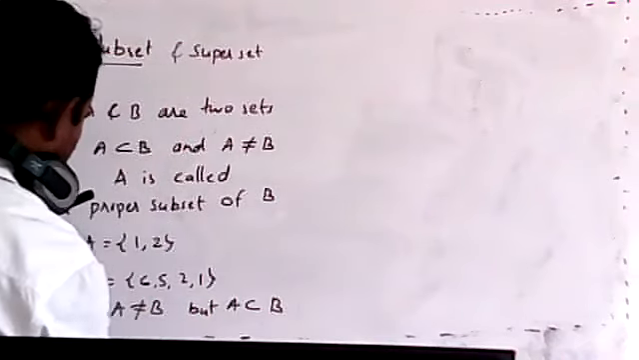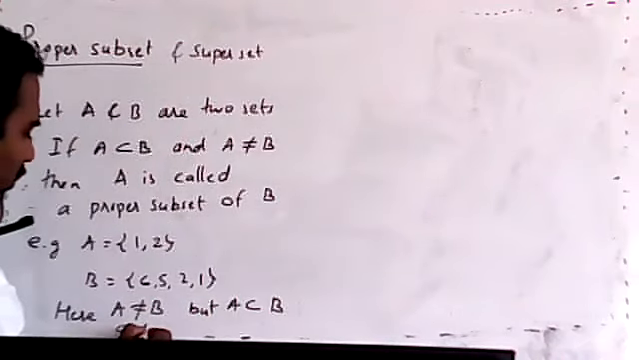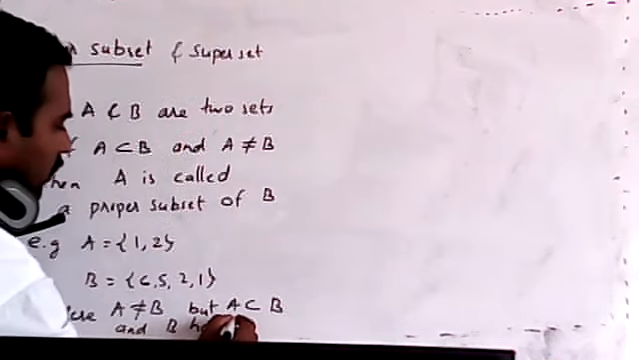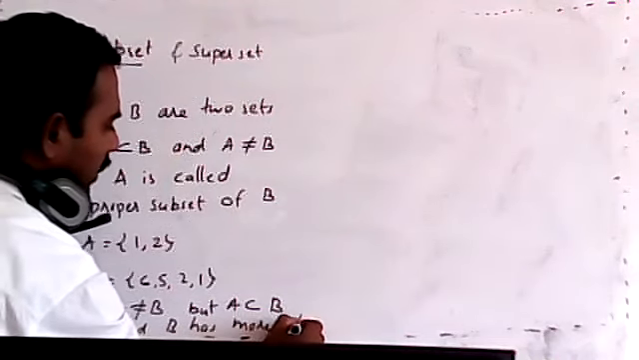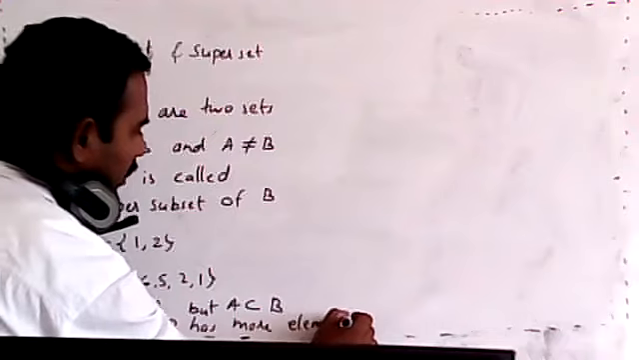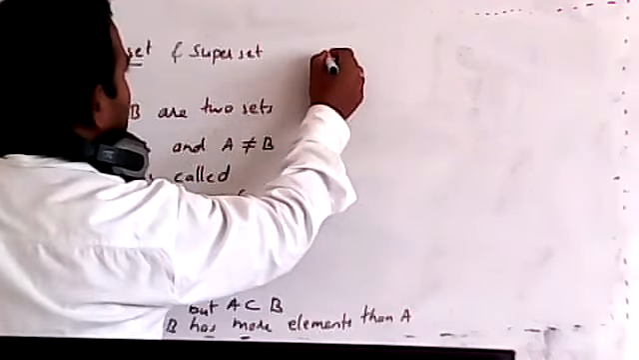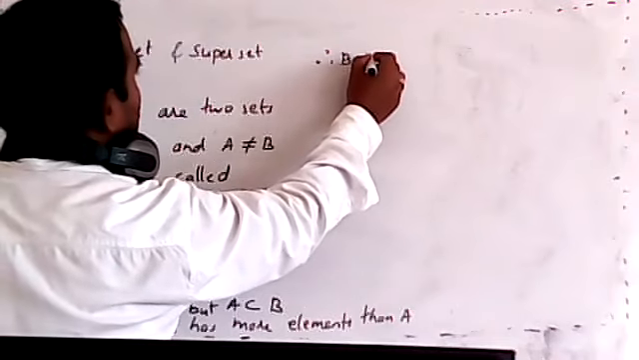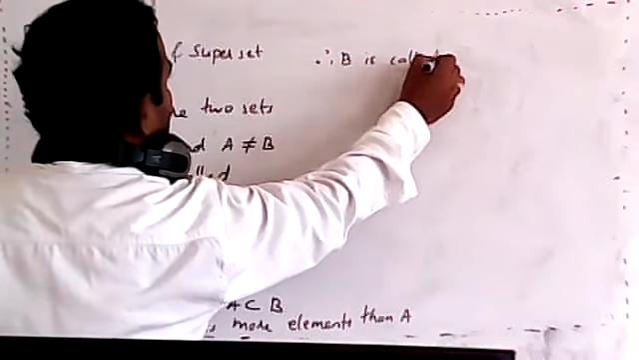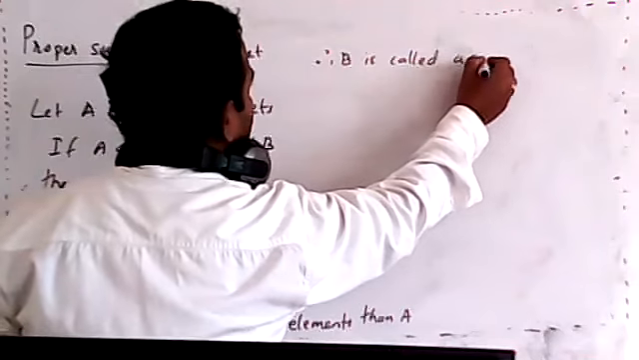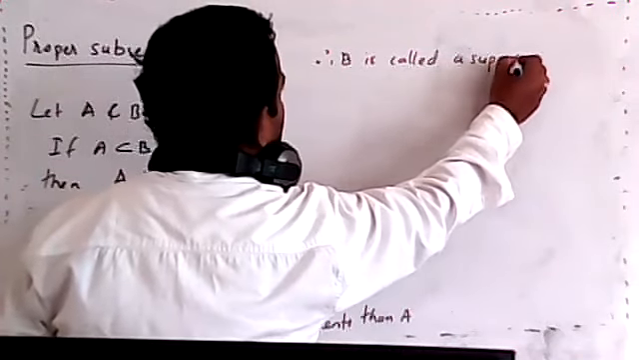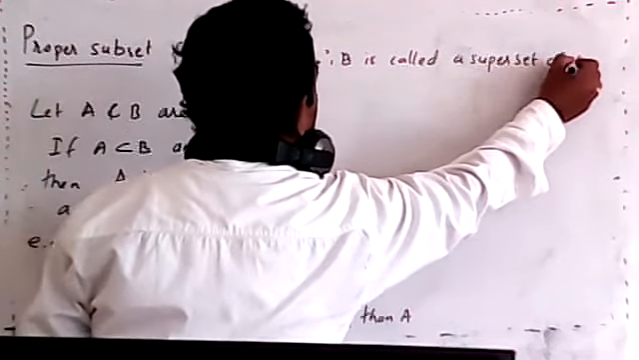B has more elements than A. Therefore, B is called a superset of A.